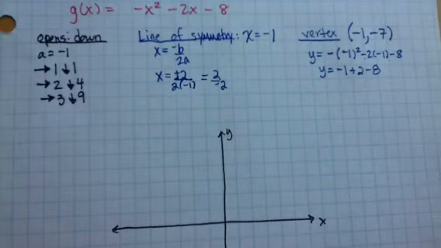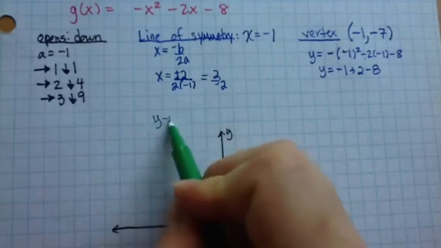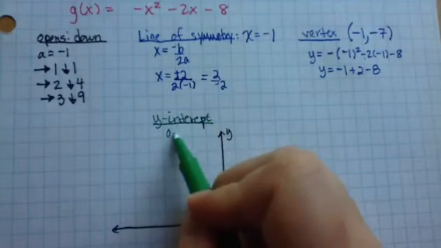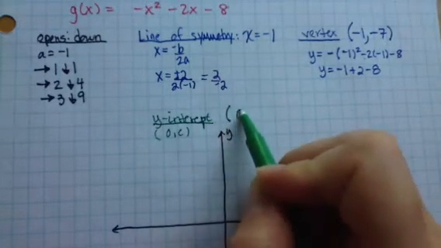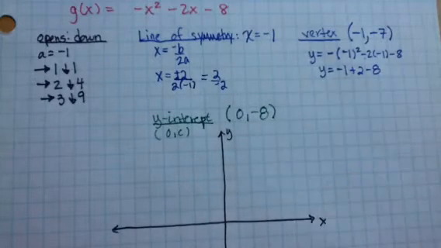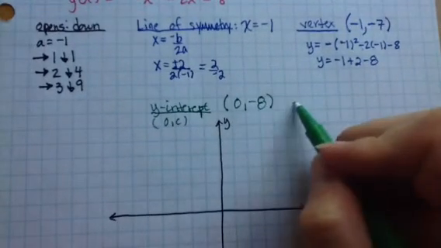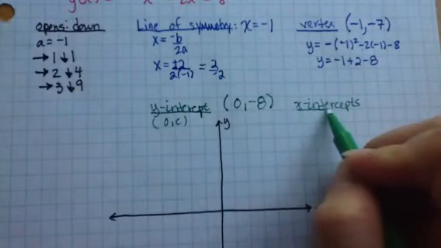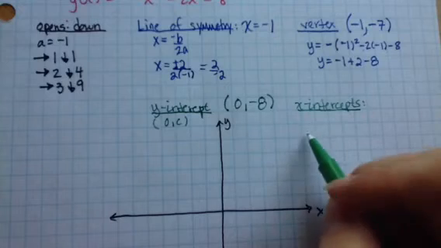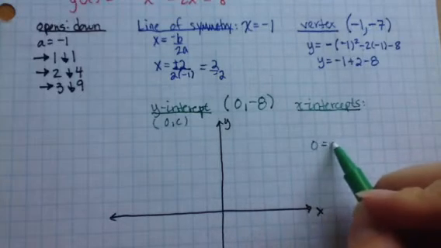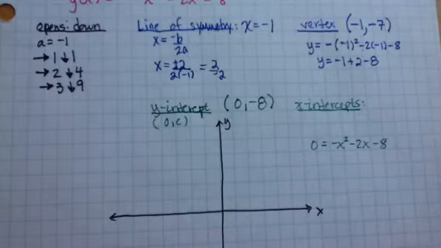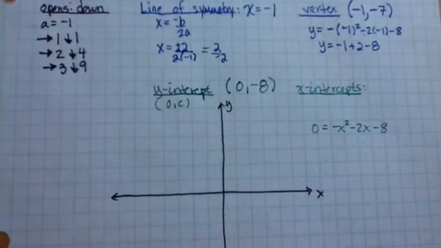The y-intercept and x-intercepts will be next. The y-intercept is at 0, c, so that will be at 0, negative 8 for this problem. And then the x-intercepts, we will set the equation equal to 0, so 0 equals negative x squared minus 2x minus 8. And we need to solve for x.